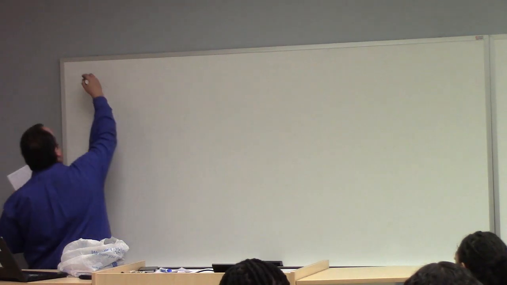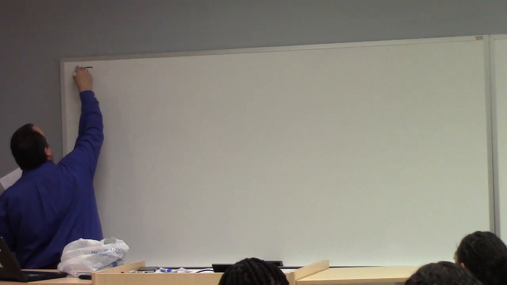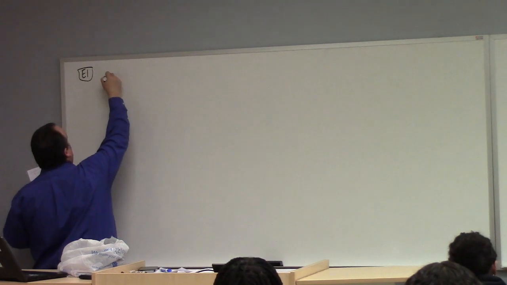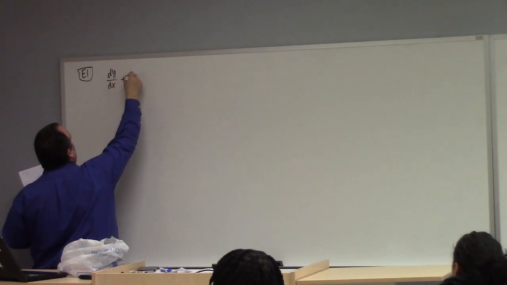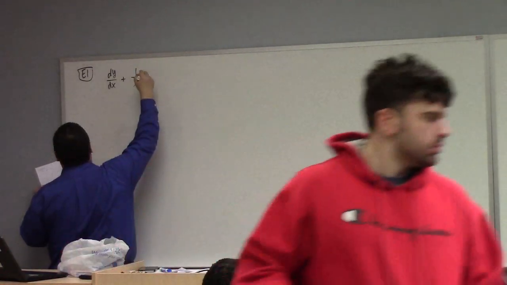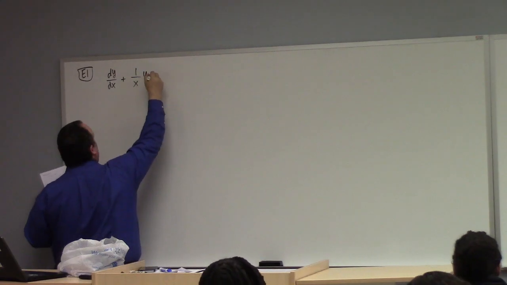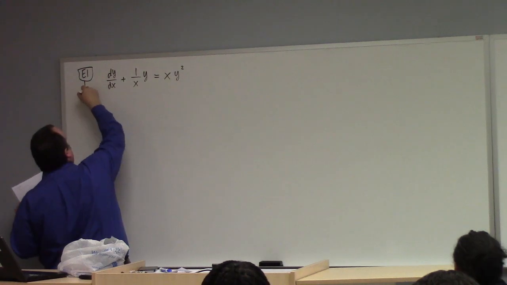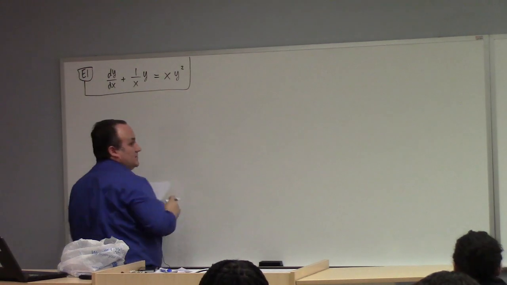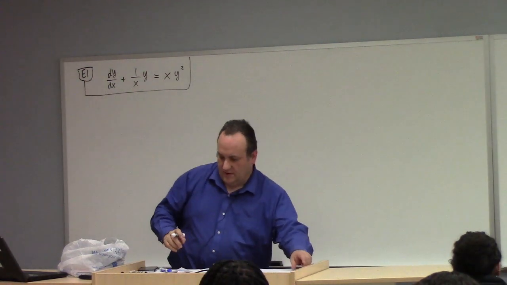All right, I will begin with an example. Example 1. We're up against the problem dy dx plus 1 over x times y is equal to xy squared. All right, so this is an example of what's known as a Bernoulli problem.